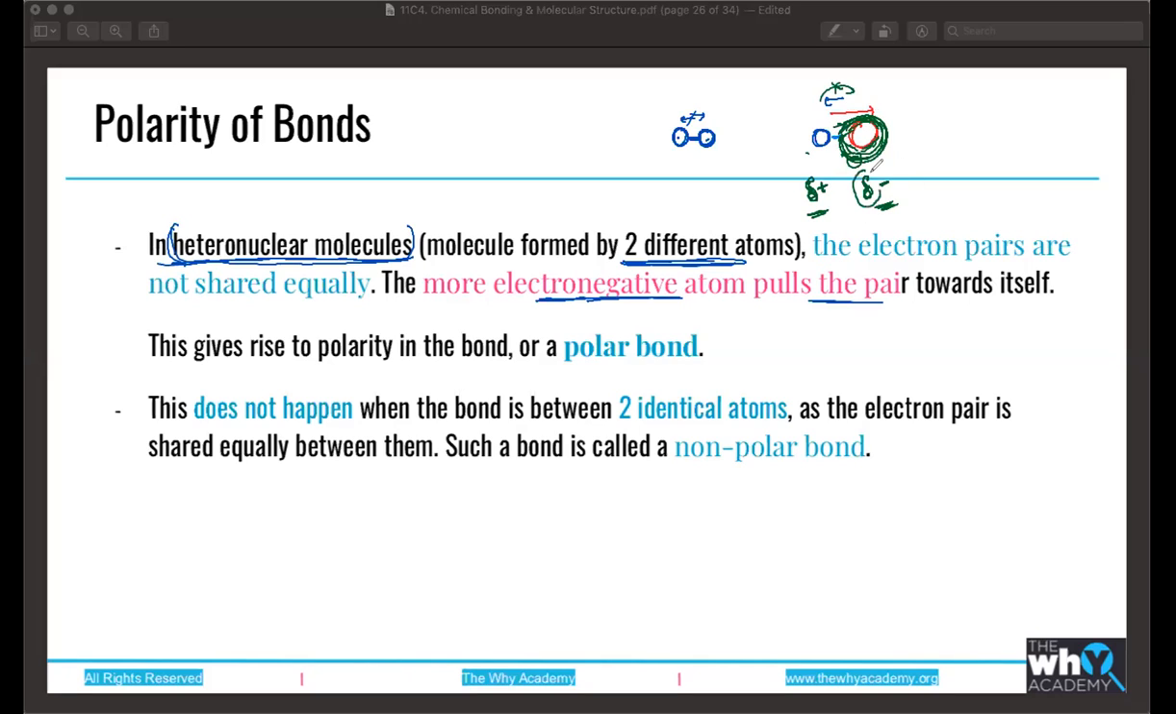So this symbol is called delta. It's a Greek alphabet, and that's used to represent small, tiny quantities. That is why partial negative charge is delta negative and partial positive charge is delta positive. Okay. So that kind of a bond is called a polar bond. Now, this does not happen when the bond is between two identical atoms because the electron pair is shared equally. So in that case, it's a non-polar bond. So can you give me an example where you would find a non-polar bond?